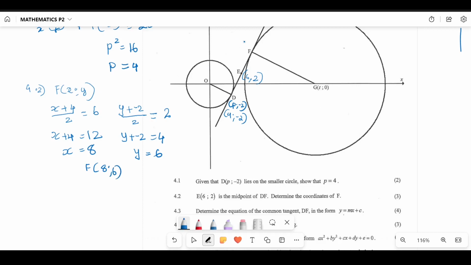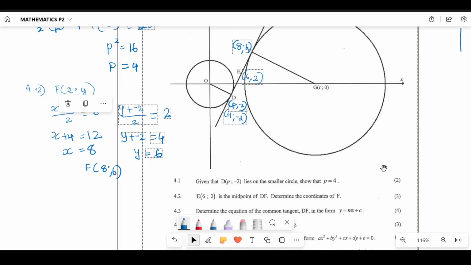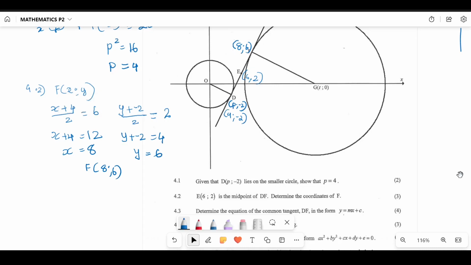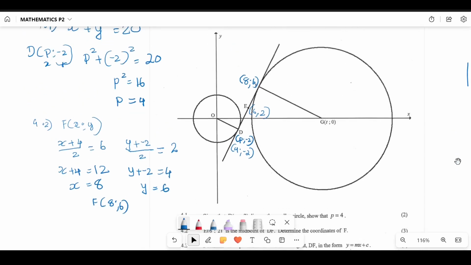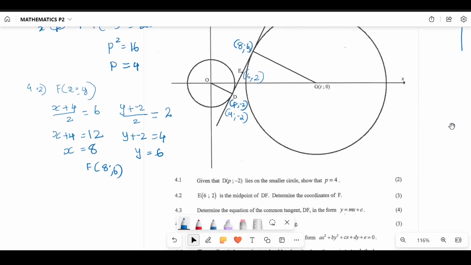So now we also have the coordinate of F, which is (8, 6). Writing all that we found in the diagram will help us find more in the coming questions. Now 4.3, determine the equation of the common tangent DF in the form y equals mx plus c. So we are supposed to find the equation of DF. We already have two points on that, so the gradient is not a problem. You can just find the gradient of the line and then use one point to get the value of c.